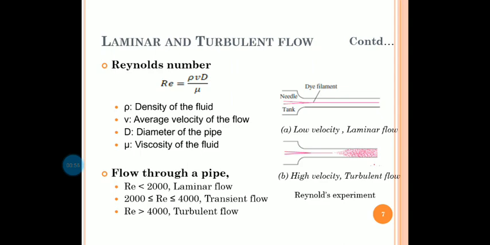In the diagram shown, at low velocity there is laminar flow, and if the velocity is increased, then at high velocity the laminar flow converts into turbulent flow. This is basically a pictorial representation of Reynolds experiment.